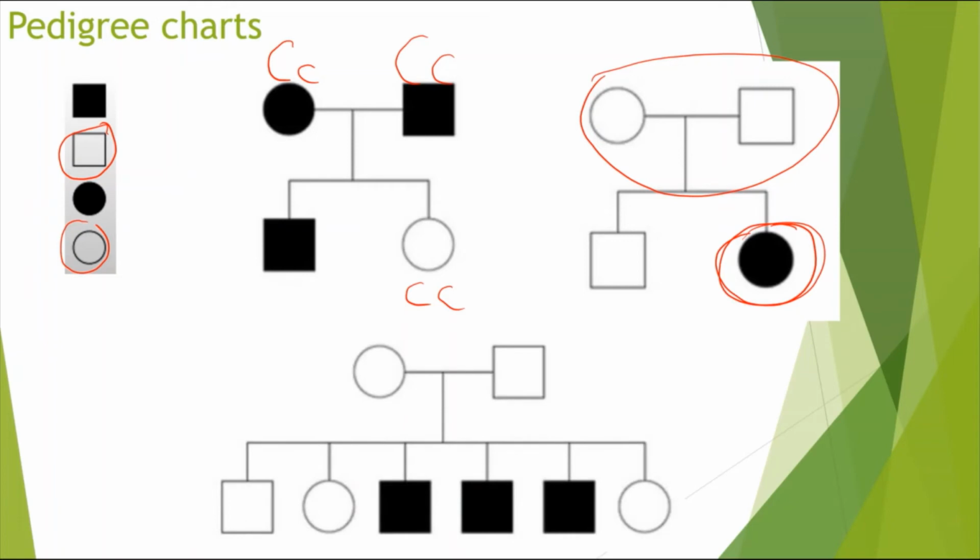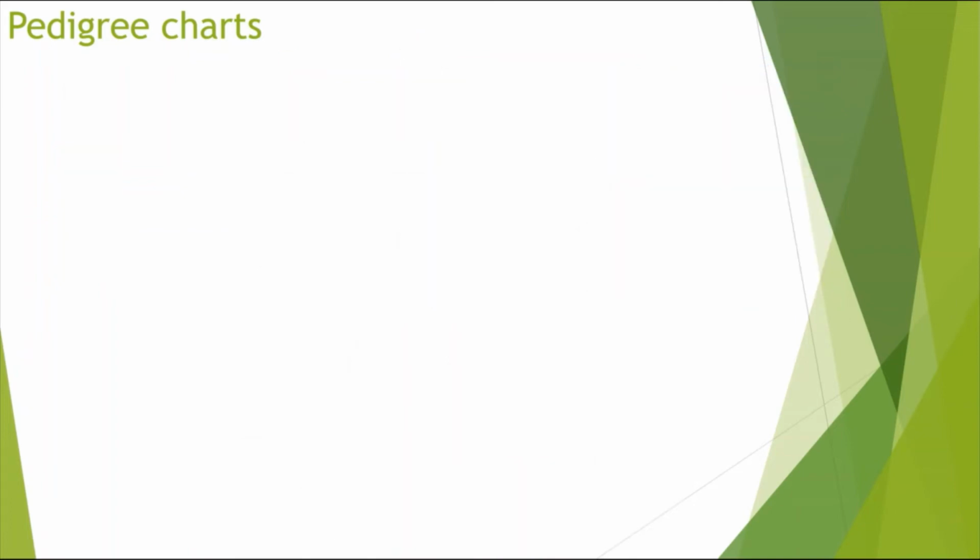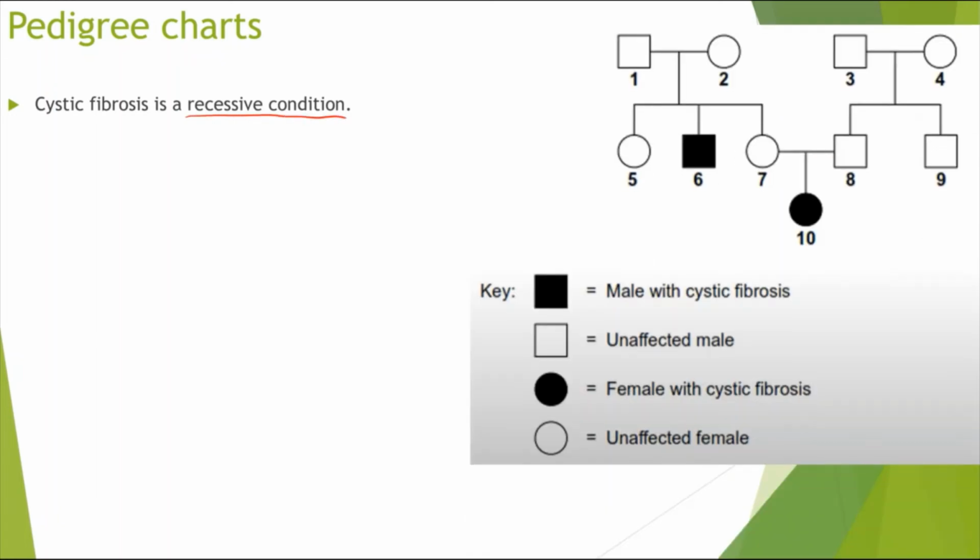Now finally, looking at this, the question might ask how you can tell if this is a sex-linked trait. In this case, you can see that only the males are affected, and there are no females affected, so that's what you can say. Looking at another example question, it's told me that cystic fibrosis is a recessive condition, and it's given me a pedigree chart with the key. The key is the same as before, and it's asked me what the genotype is for individual 6 first of all.